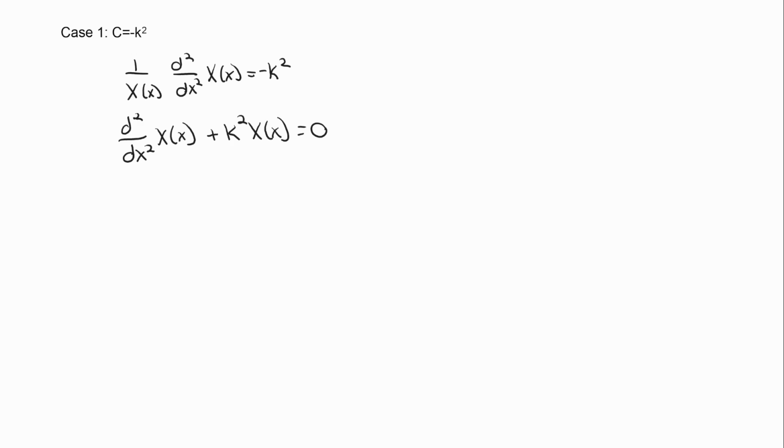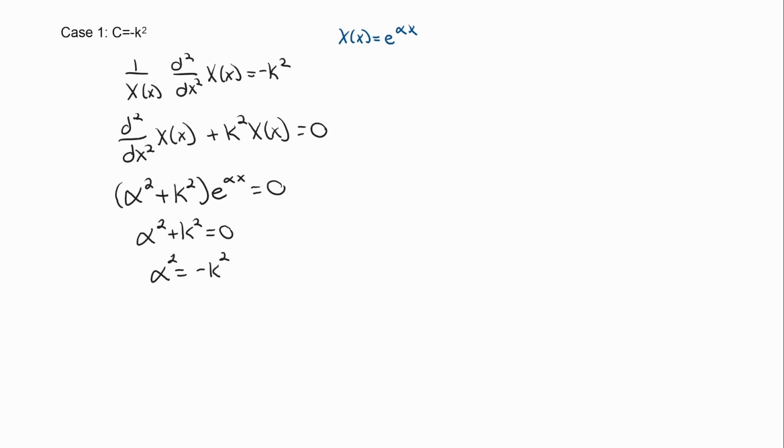Now again, we're going to do our trial wave function here, where x is going to be e to the alpha x, because we have our constant of 0. This just makes it easy because our exponential functions will never equal 0, so we can divide by them in the end. So we'll have the same result here. We'll get alpha squared plus k squared this time, multiplied by e to the alpha x is equal to 0. And so we get alpha squared plus k squared is equal to 0. So alpha squared is going to be equal to negative k squared. And when you take the square root of that, it's actually going to be plus or minus i k.